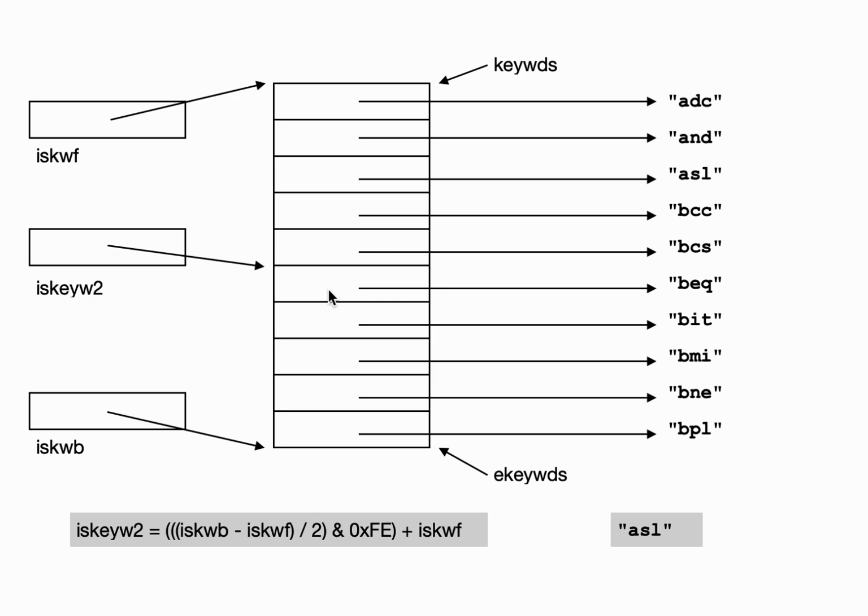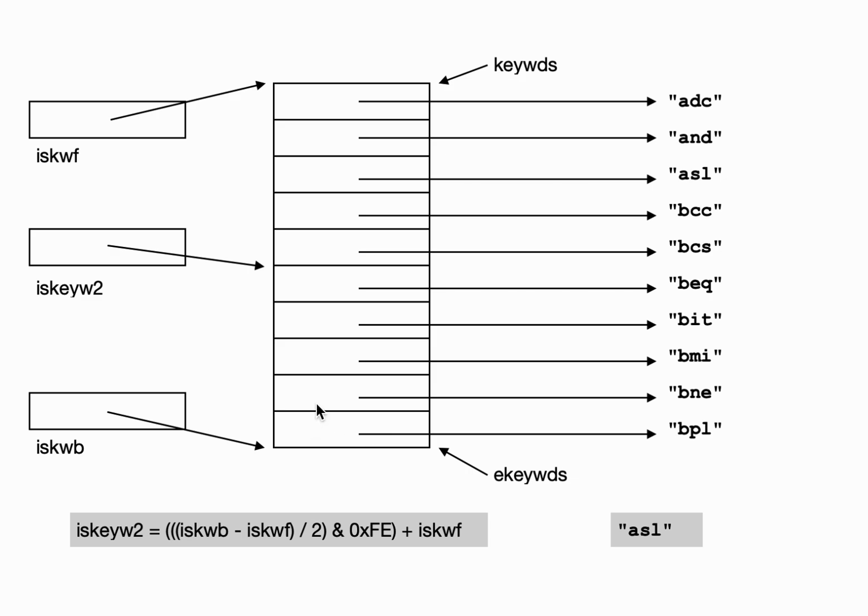So now what we do is we compare whatever this thing is pointing to, which in this case is the BEQ string, with the string we're looking for, ASL. And we find that BEQ is greater than ASL. That means it alphabetically comes after ASL, which means that since all these are in alphabetical order, we can now exclude this and everything after it from consideration. We don't have to worry about those at all.